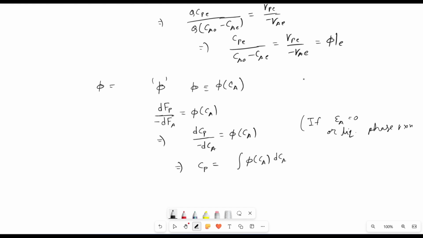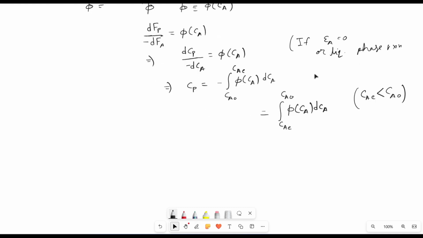from Ca naught to Ca exit, which equals the integral of phi Ca into dCa from Ca exit to Ca naught. Ca exit will always be less than Ca naught because A is the reacting species. And this is for PFR.